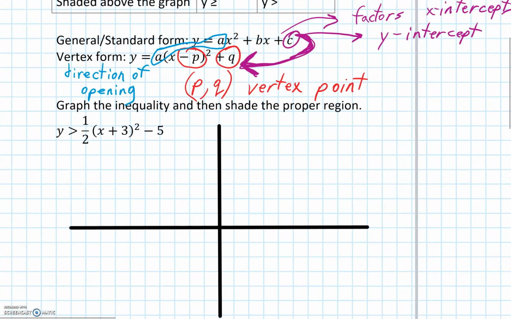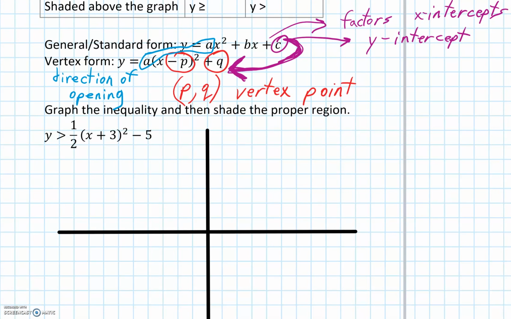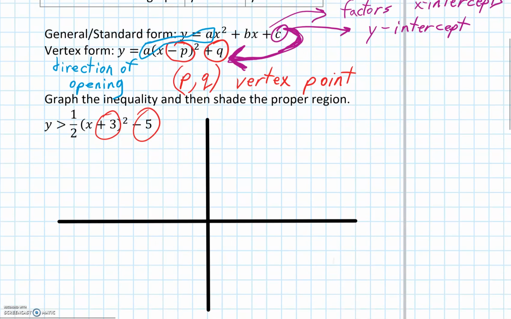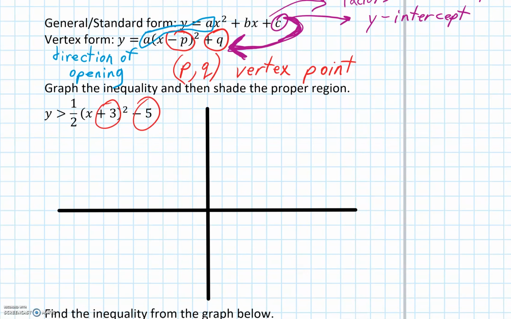That's helpful because we have to be able to graph the inequality. So let's do that right now based off of the information we know. First of all, our vertex point is going to be this and this. So it's going to be -3, -5. So right here is our vertex. And we know it's going to open up because this is positive.